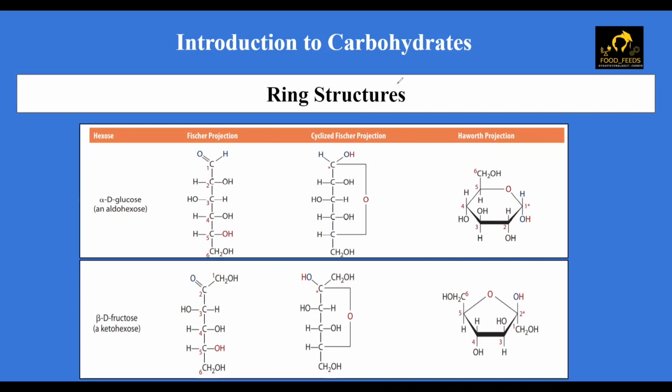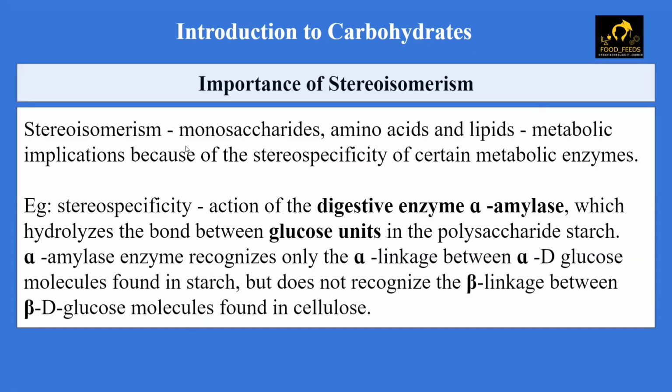Let's see the importance of these different structures, these stereoisomers. Basically, these stereoisomers among the monosaccharides, and even in other nutrients like amino acids and lipids, have an important metabolic implication.